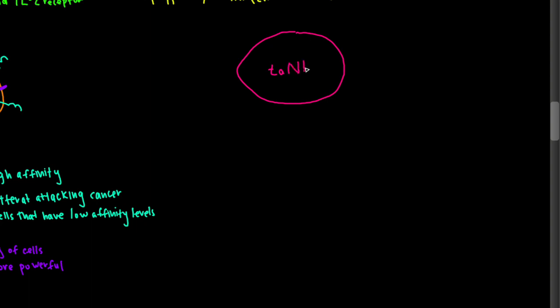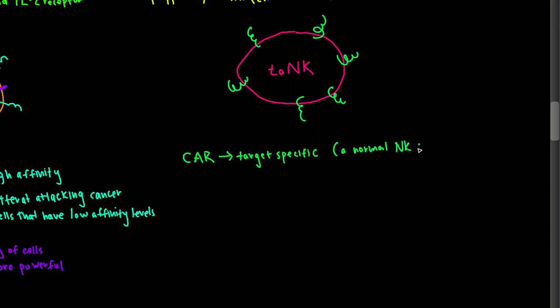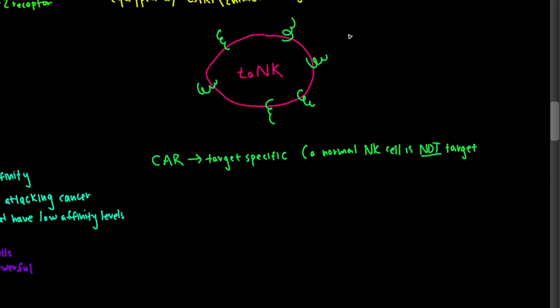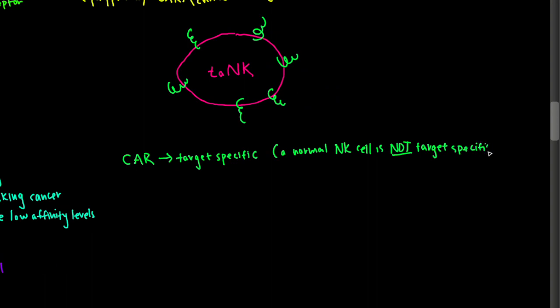So in pink here, I'll draw you guys a TANK cell, and the green squiggly lines are going to be our CAR receptors. And as I said before, CAR receptors are target specific, and normally an NK cell is not target specific, which is the new feature added on. And this is what allows the NK cell to recognize the specific targets.